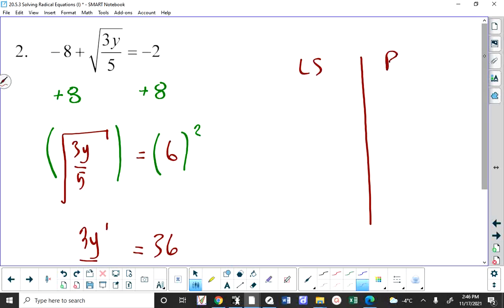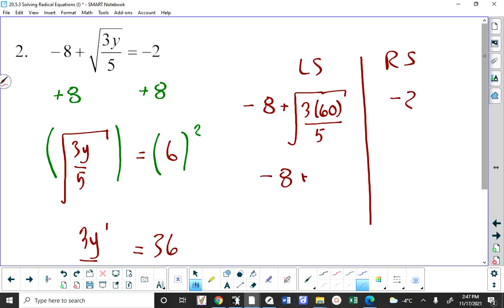The right side is, well, we don't have to do anything. It's -2. The left side is -8 plus the square root of 3 times y, which is 60, divided by 5. -8, let's see, plus 3 times 60 over 5 is 180 over 5 is, I believe, 36. I'm seeing some nods.